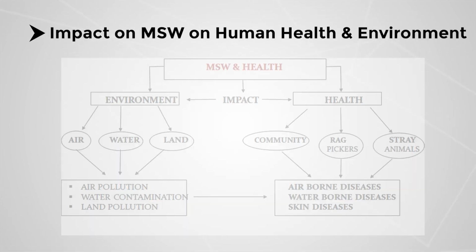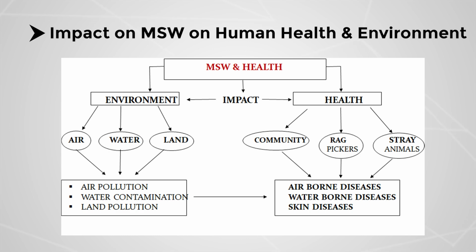So, when we talk about the impact of municipal solid waste on human health and the environment, basically there are three different stakeholders, that is the community, rag pickers and the animals, and they suffer different kinds of disease because of the improper management of municipal solid waste.